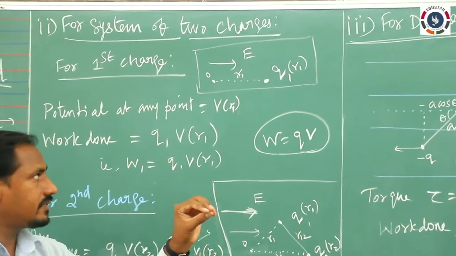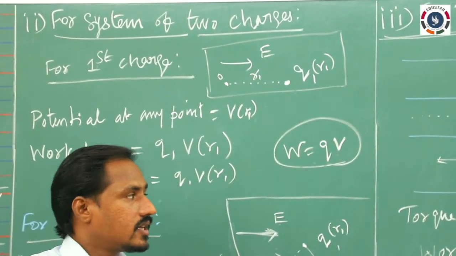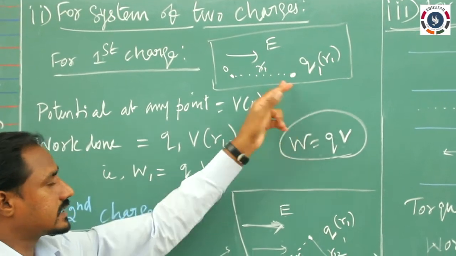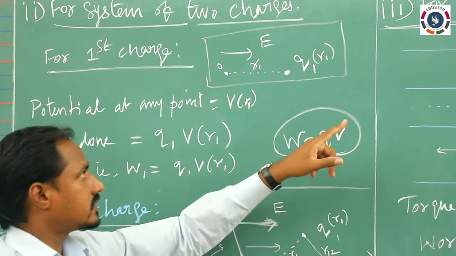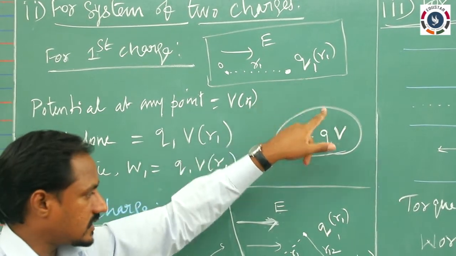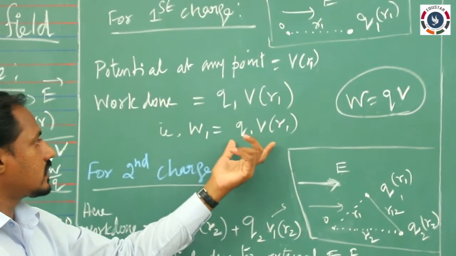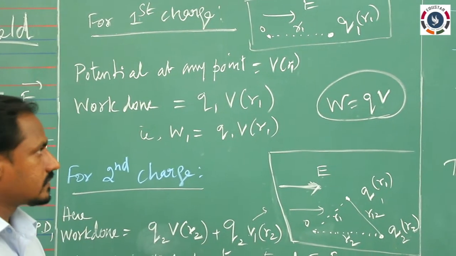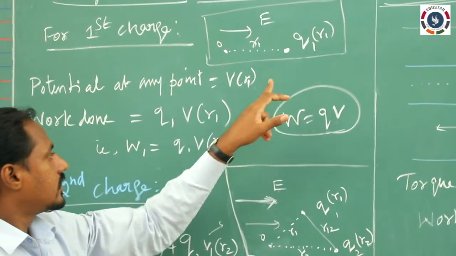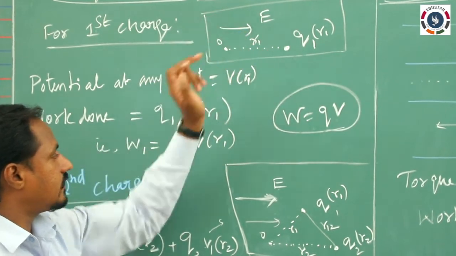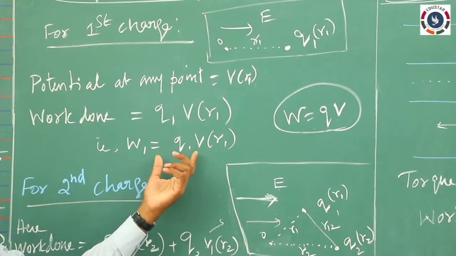For that, initially we have to take one charge, and then the second charge can be taken. For the first charge, the same formula applies: the work done is equal to... here two charges are there. The first charge is q1, the second charge is q2. So for the first charge, the work done equals q1 V of r1, because q1 is the first charge and V is the potential due to the electric field. r1 is the position of the charge q1. So simply we can write qV.